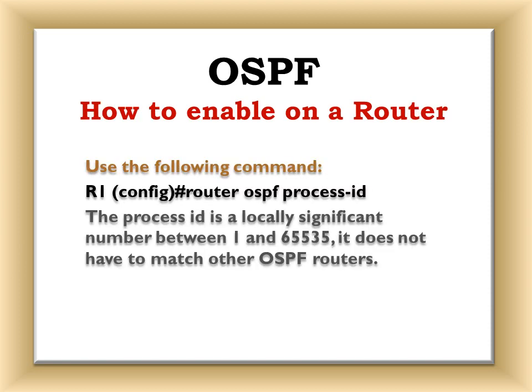And we need to know how to enable a router. We need to know about the following command: router ospf process-id. The process ID is a locally significant number between 1 and 65535. It does not have to match other OSPF routers.